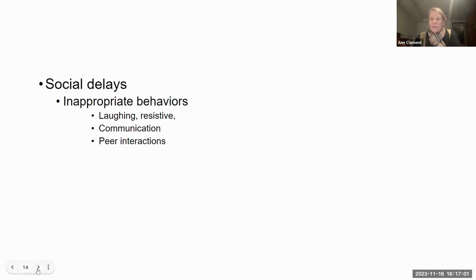You might see a child with Down syndrome having what we might call inappropriate behaviors. You might hear them just laughing and kind of talking to themselves and laughing, and you think, what are they doing? Or they could show quite resistive behavior. If they show resistive behavior, what I usually find out is it goes back to the language, the communication problems, they don't understand, and these social delays.